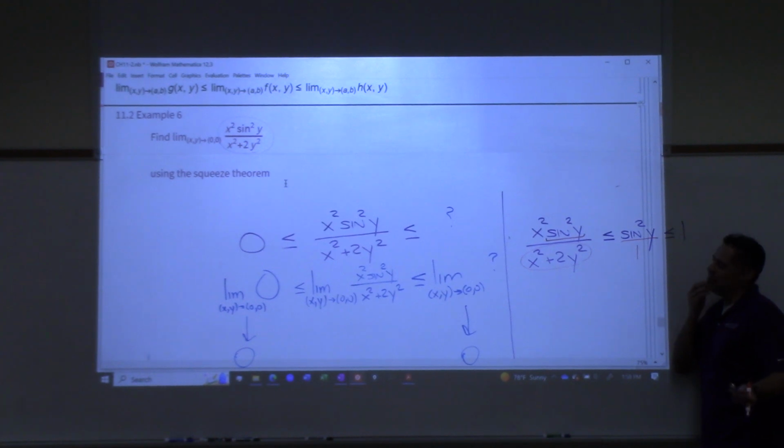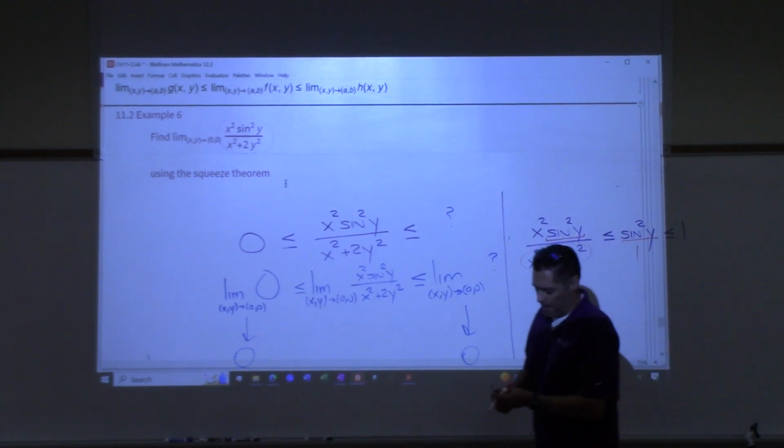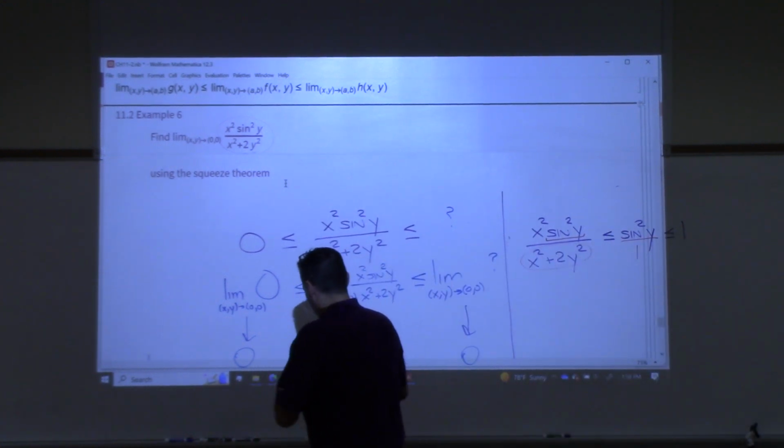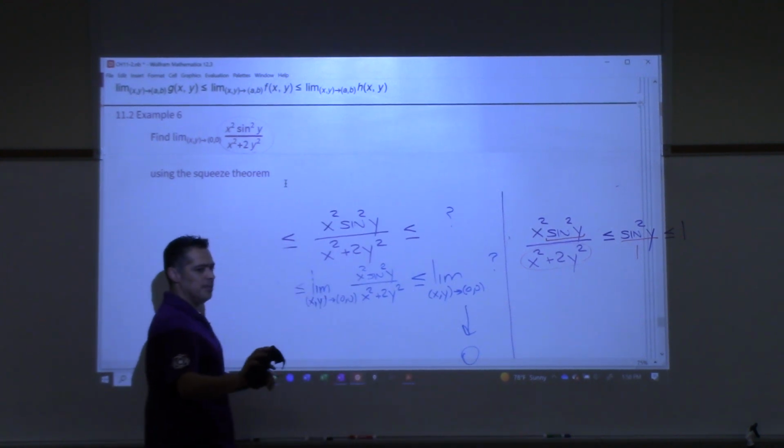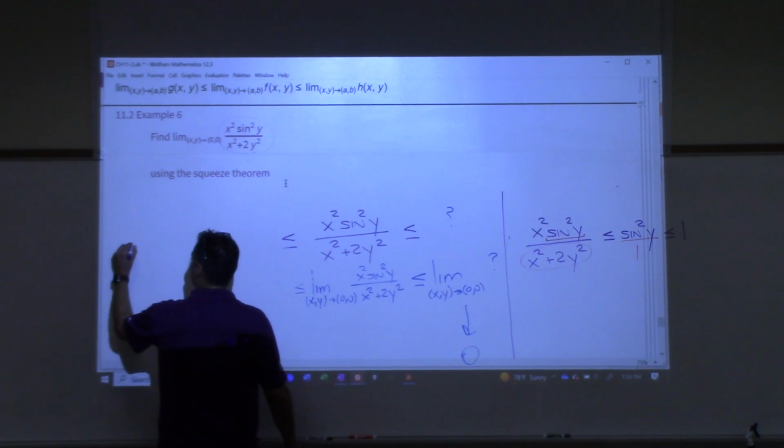Hold on a second, hold on. I want to make sure I'm addressing that. I'm not sure I'm convinced with that. Reorganize your thought. So we know that both, if we take out sine squared y, then we just make the fraction x squared, we consider the fraction x squared over x squared plus 2y squared. I think I know what you're saying.